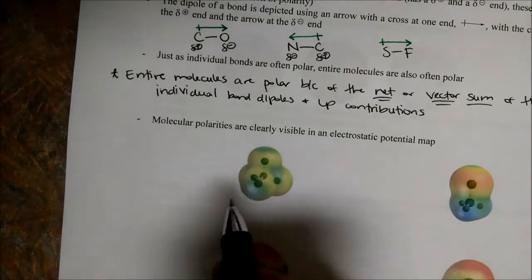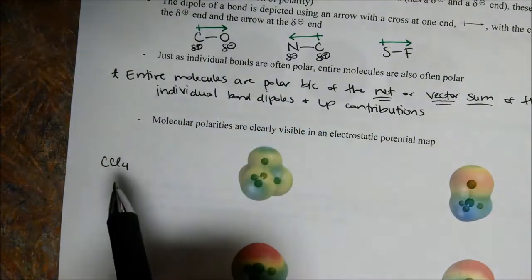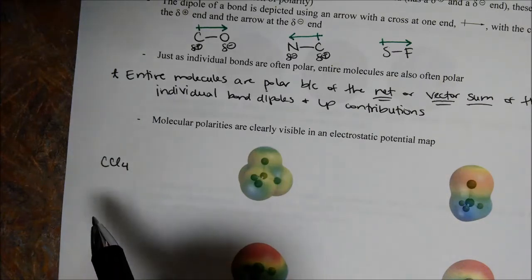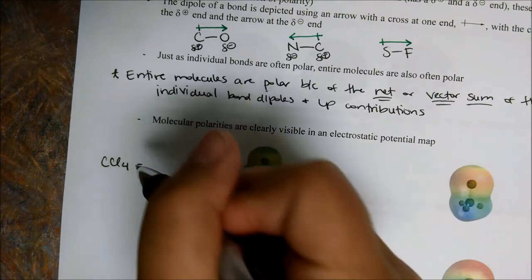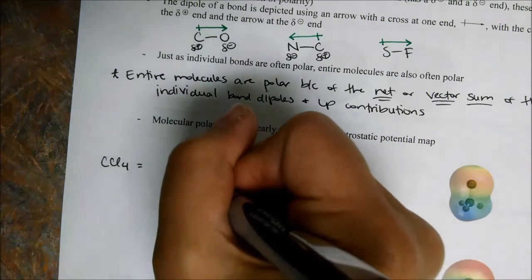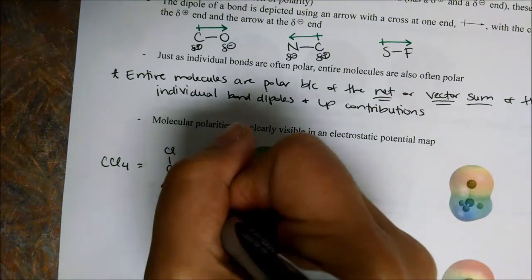Okay, this first example here is carbon tetrachloride, CCl4. You can picture the Lewis structure, right? It's got carbon in the middle with the chlorines on the outside. So it's got 4 charge clouds on the carbon, which means it is what shape? Tetrahedral shape. So it looks like this.